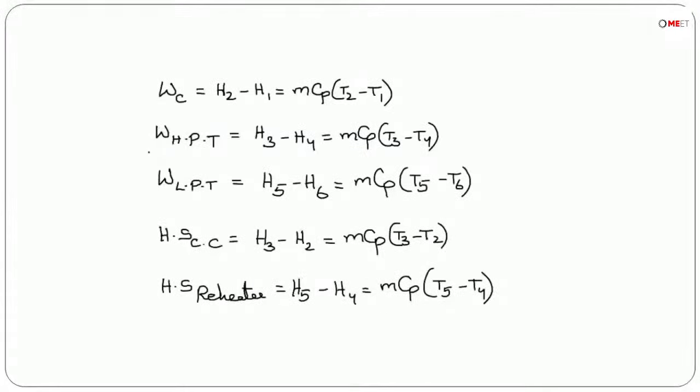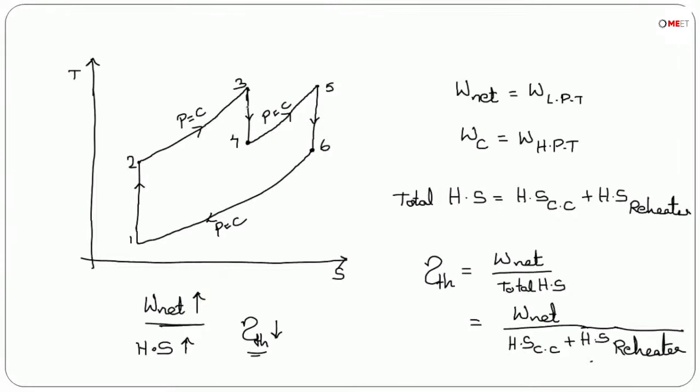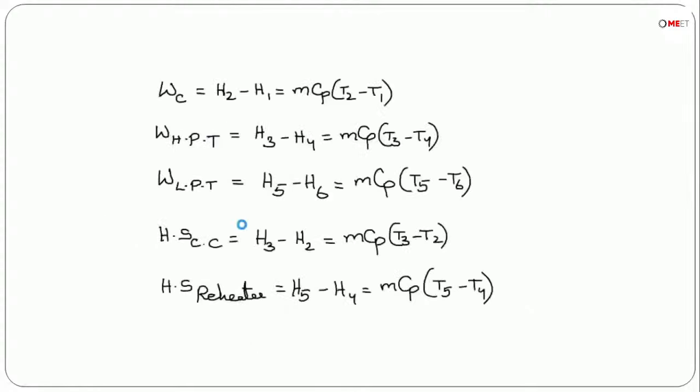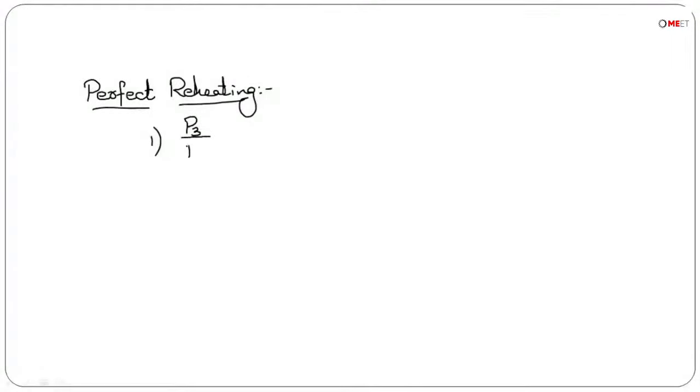Apart from this, we need to also know about what is perfect reheating condition. So coming to this perfect reheating, in order to have perfect reheating, the pressure ratios in both the turbines should be same. So pressure ratios in both the turbines should be same means P3 by P4 must be equal to P5 by P6. So P3 by P4 must be equal to P5 by P6.